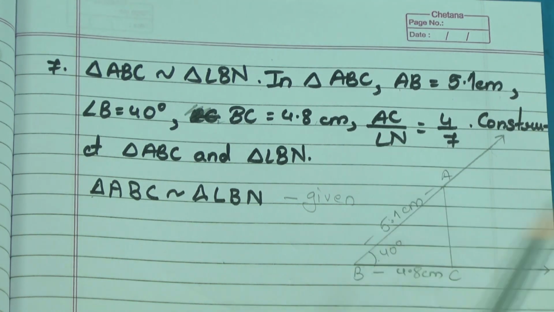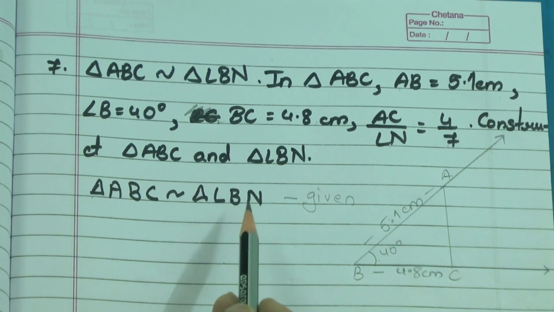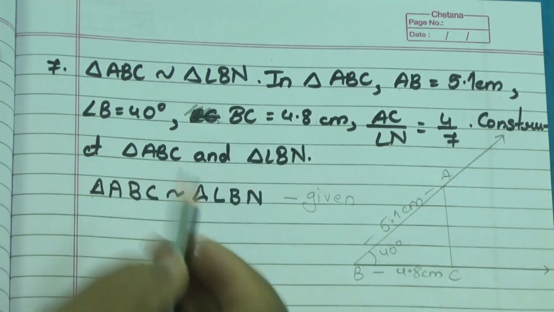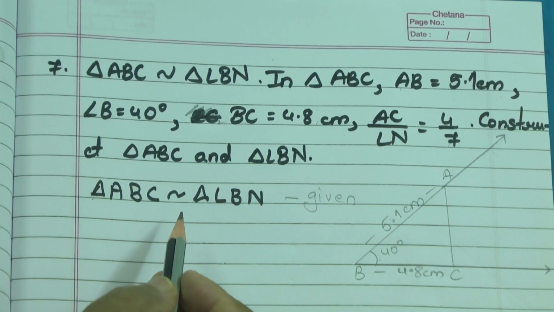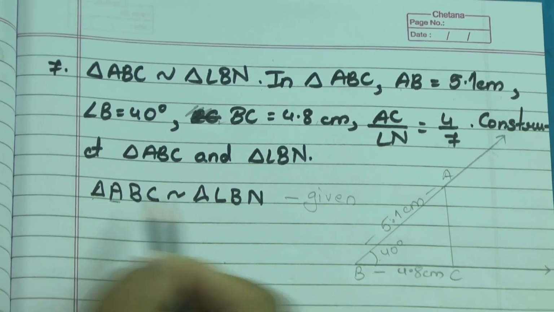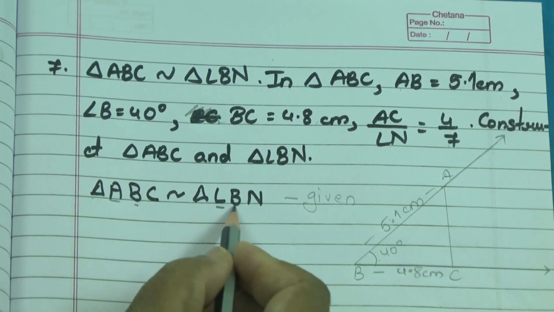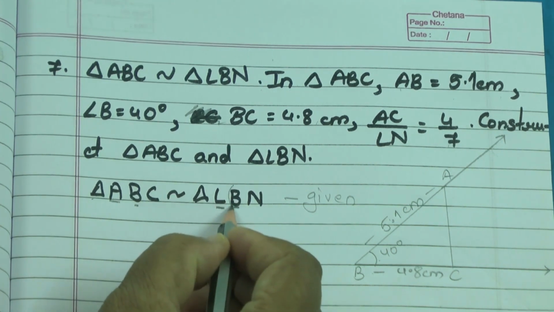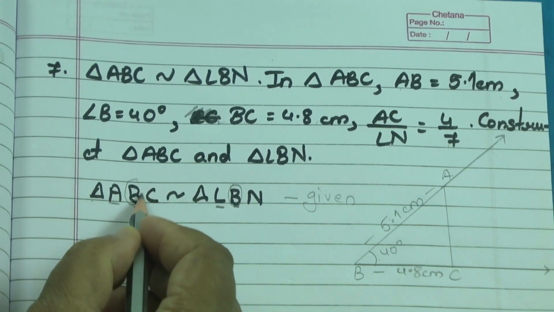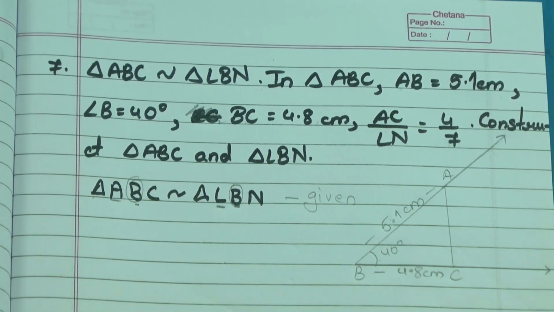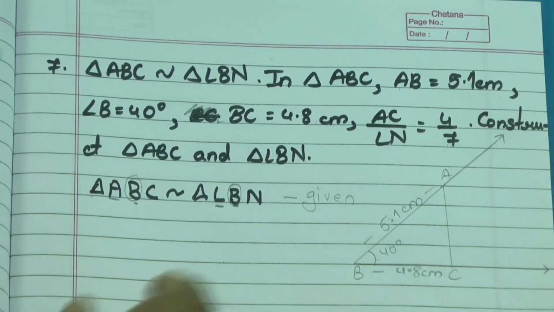So we are going to check the corresponding angles and corresponding sides. We see angle A is equal to angle L, angle B is equal to angle B. That means they have common vertex, common angle. So these two triangles are not separate triangles. They can be drawn one above the other.